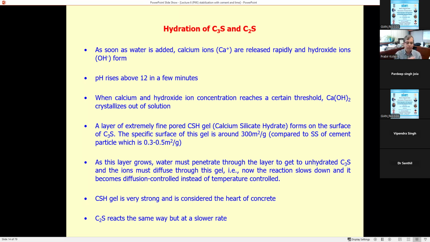So again, as I mentioned, which one is reacting first: the dicalcium silicate, tricalcium aluminate, tetracalcium aluminoferrite, and what type of clay minerals are there.